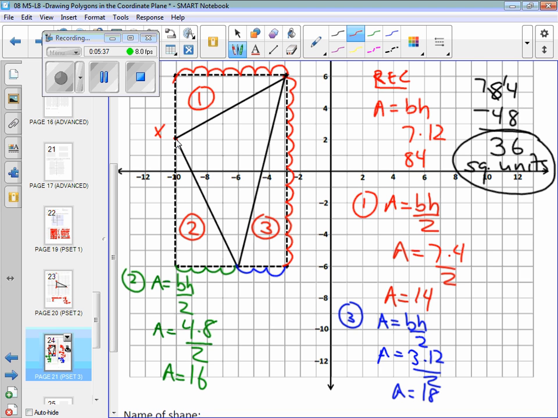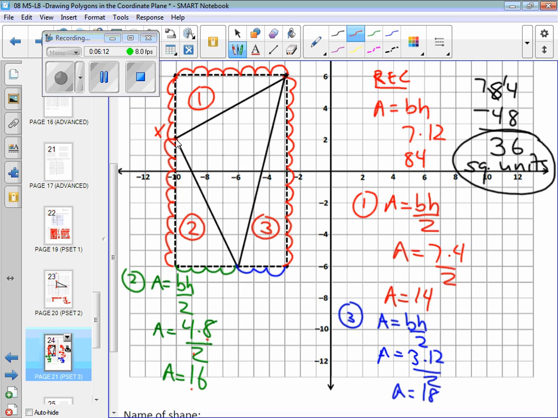Triangle 1, the base is 7, and here's the height: 1, 2, 3, and 4. 7 times 4 divided by 2 is 14. Triangle 2. I've already counted the base there. You can see the leaps. It's 4. 1, 2, 3, 4, 5, 6, 7, 8 is my height. Divide by 2, you get 16.